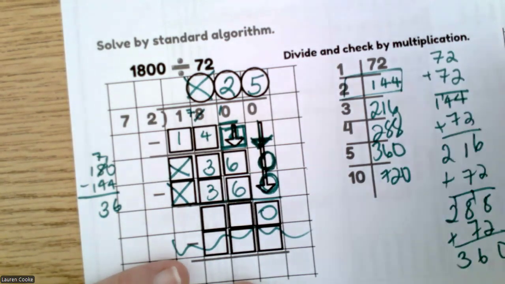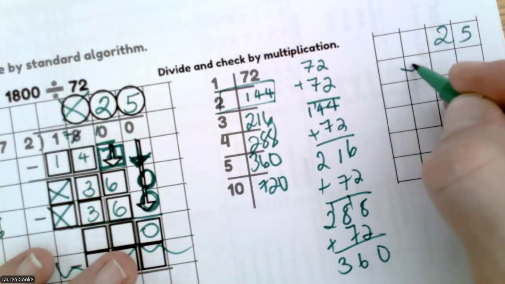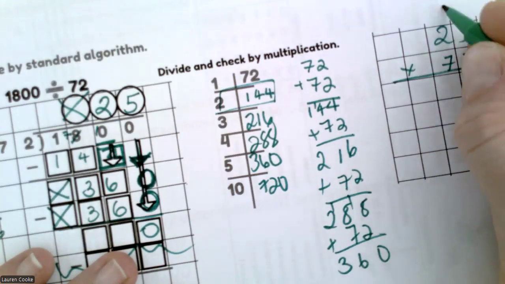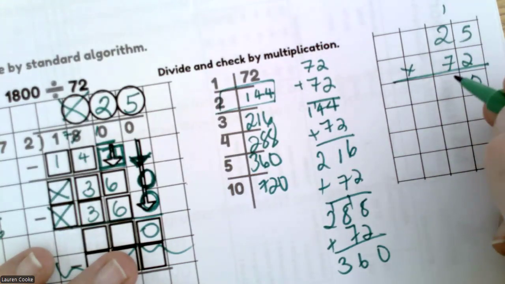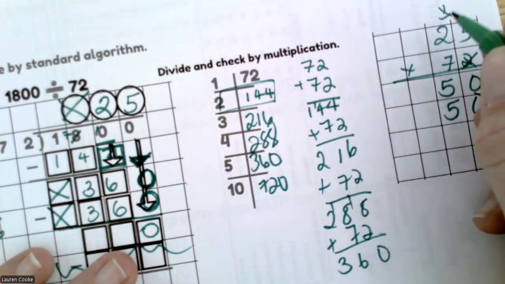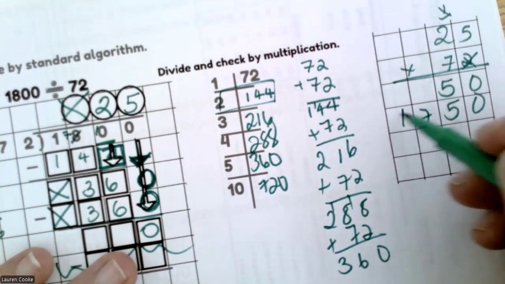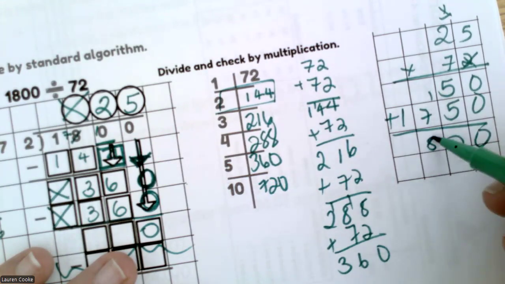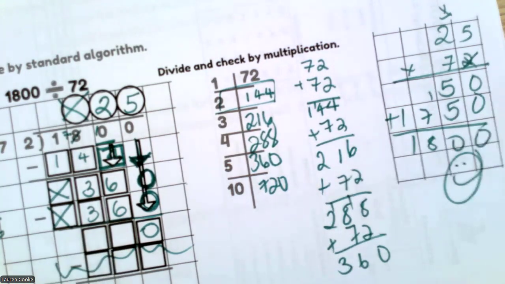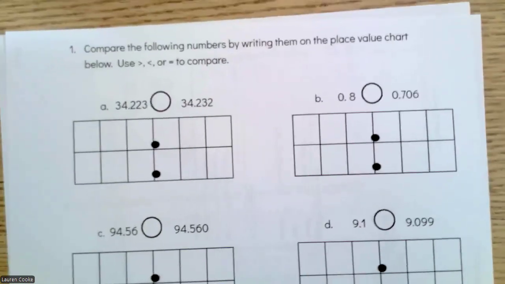And let's see if 25 is the proper quotient. 25 times 72. 5 times 2 is 10. 2 times 2 is 4 plus 1 is 5. Done, dust, 0. Booyah. All right. Now let's get down to this decimal stuff.